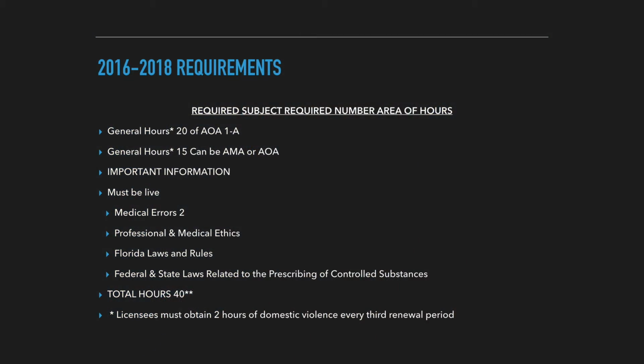So for this current cycle, this really hasn't changed. You have to have 20 general hours of AOA Category 1. Then you also need 15 hours of general hours, which can be AOA or AMA. The following lectures have to be live. Medical errors has to be live, professional and medical ethics has to be live, Florida laws and rules is live, and prescribing of controlled substances, which you just had, has to be a live lecture. You have a total of 40 hours that have to be reported. And then every third renewal period, you have to do 2 hours of domestic violence.